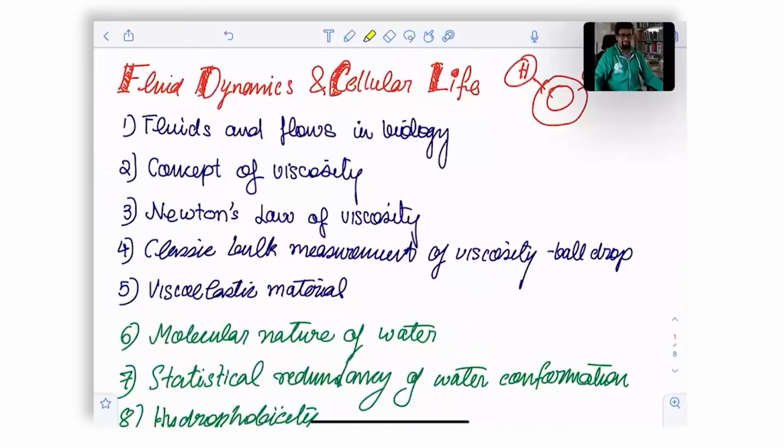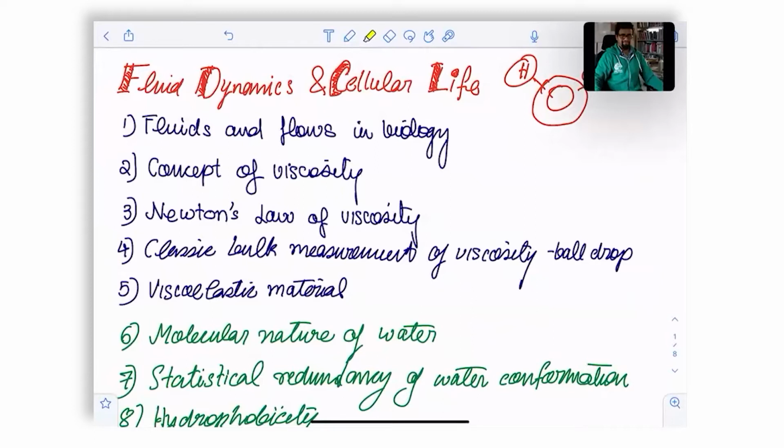Hi, welcome back. We're going to talk in the coming few lectures about a whole bunch of exciting things relating to fluid dynamics and cellular life. And we're going to start with the concept of viscosity. Already in the previous lecture, you heard about fluids and flows in biology and their relevance.